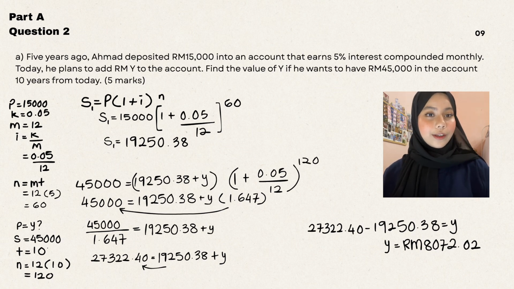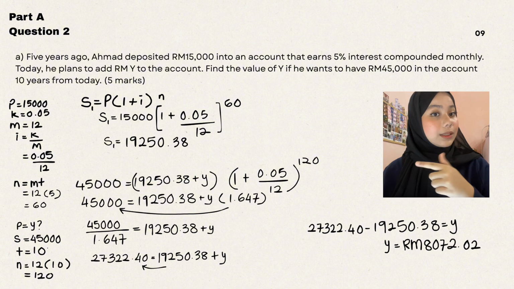Next, 45,000 equal to 19,250.38 plus Y bracket 1.647 bracket. Also, bring the latest number to the front. So 45,000 divided by 1.647 equal to 19,250.38 plus Y. Then 27,322.40 equal to 19,250.38 plus Y. Also, bring the latest number to the front.